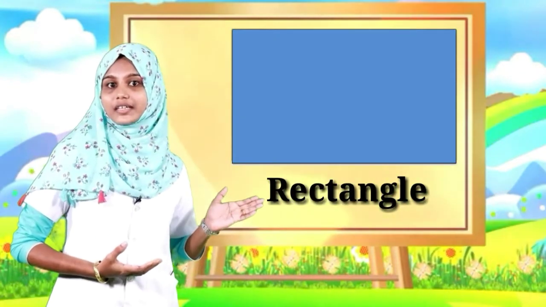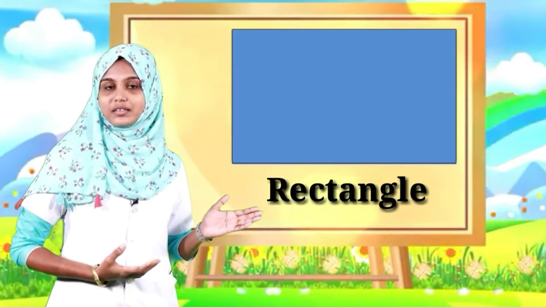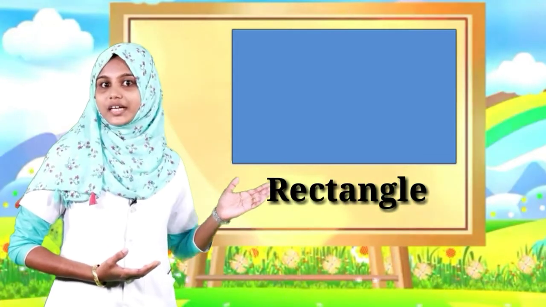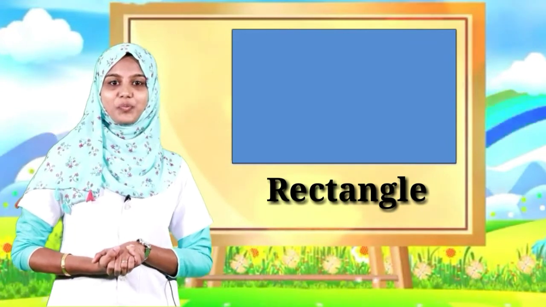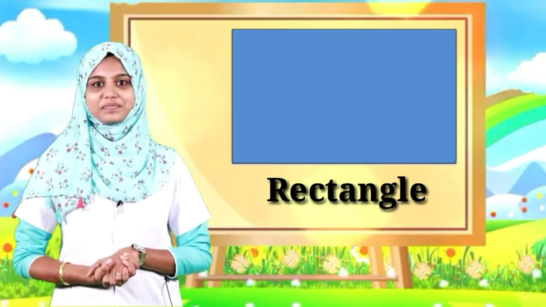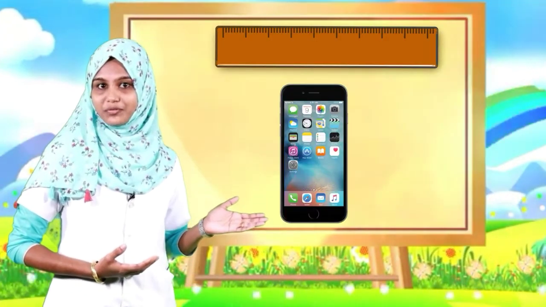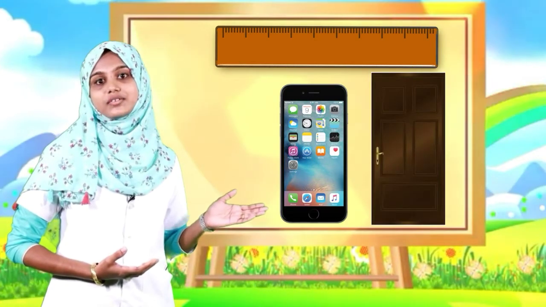This is a rectangle. Rectangle. Which shape is this? Rectangle. A rectangle has four sides. The opposite sides are equal. A scale, mobile phone, and door are in rectangle shape.